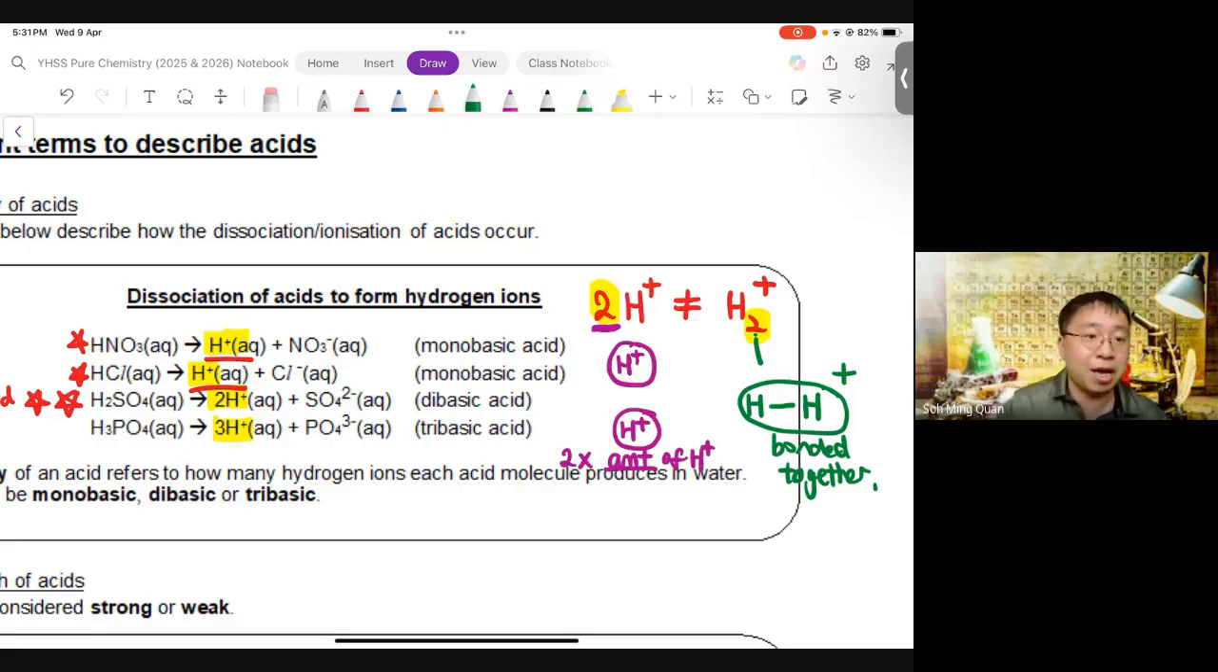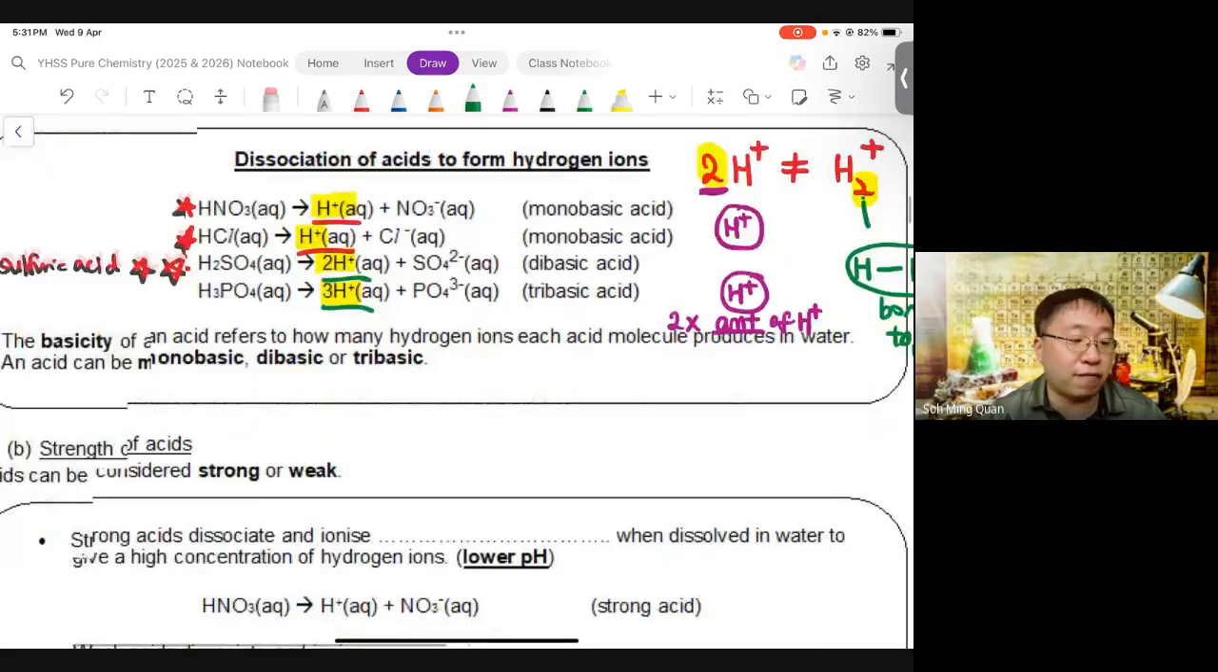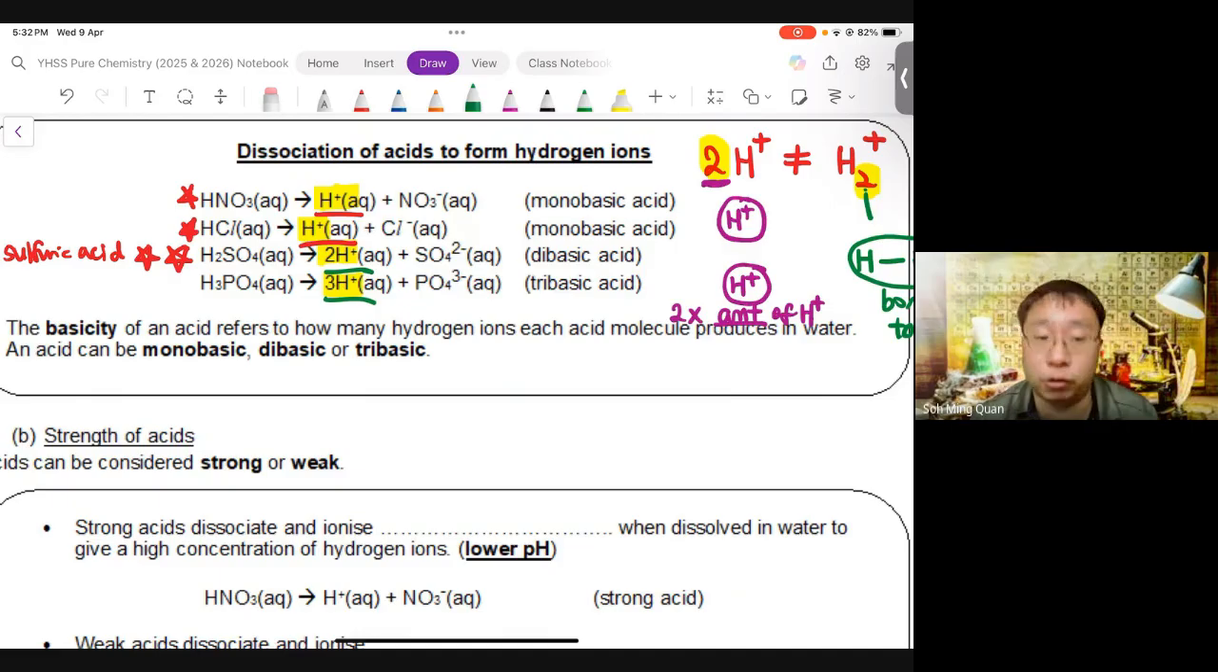All right? So sulfuric acid has 2 times the amount of H+, therefore it's dibasic. It produces 2H+ per molecule of sulfuric acid. Finally, phosphoric acid, H3PO4, 3H+, tribasic. Okay? Now, the next concept is the strength of acids, which is the main concept for today.